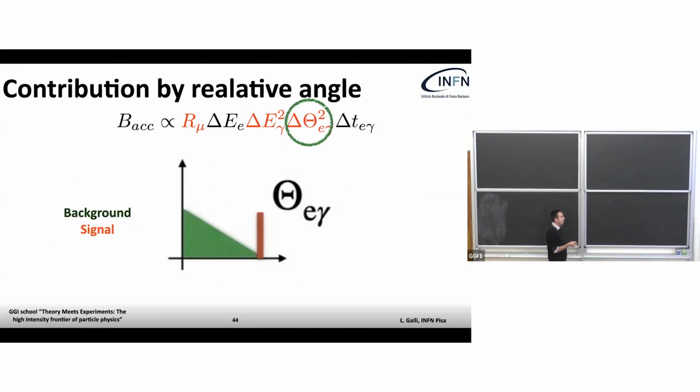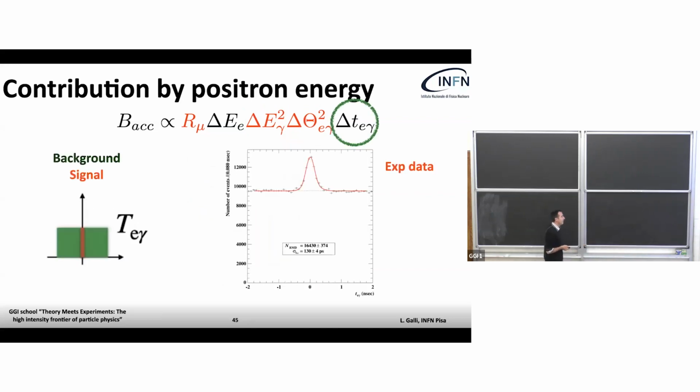The same for the relative angle, okay? While for T gamma, the MEG background, which is accidental that you expect, it's flat. And then the situation is pretty similar to the one for the positron, okay?